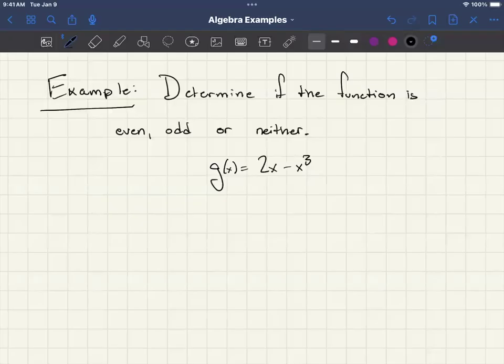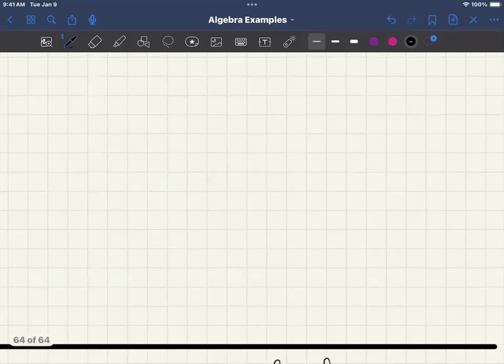Let's explore even and odd functions together. Hi, and welcome to Algebra Examples. Today we're going to look at an example where g of x is equal to 2x minus x cubed, and we want to know if this function is even, odd, or neither. Let's go through and review what it means for a function to be even and odd before we proceed.